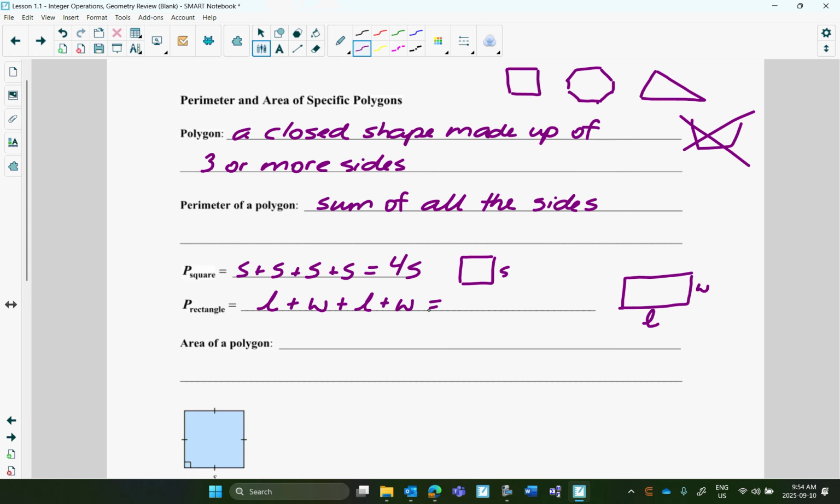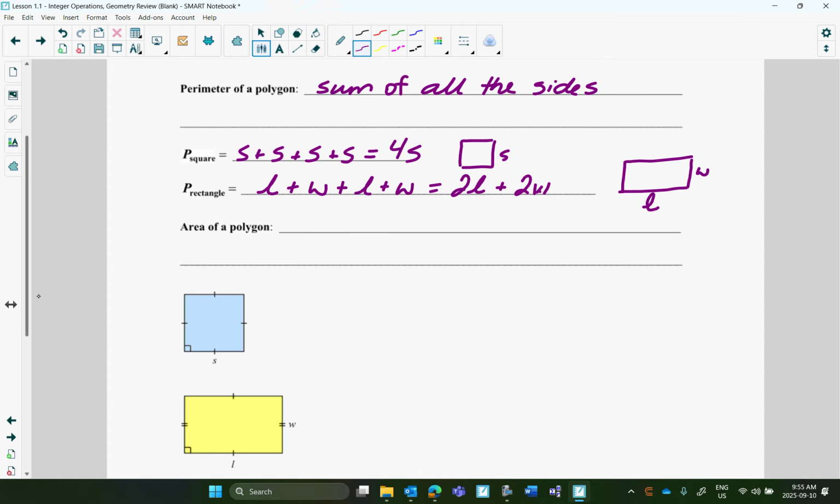And we can shorten that down a little bit. How many L's am I adding? 2. So I can say 2L. How many W's? 2. Plus 2W. Good. So that's perimeter.